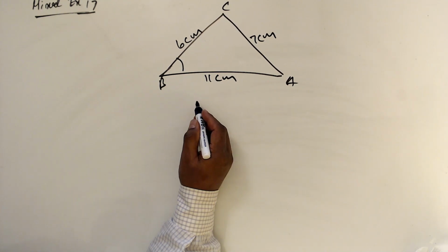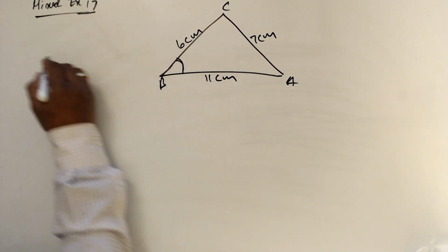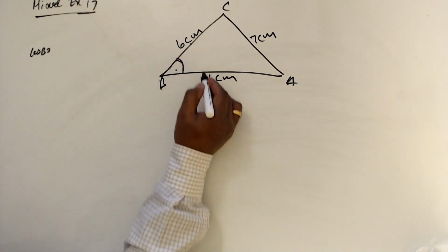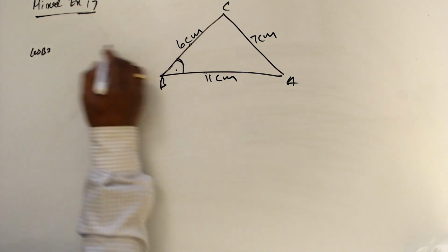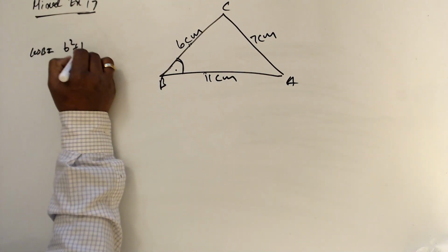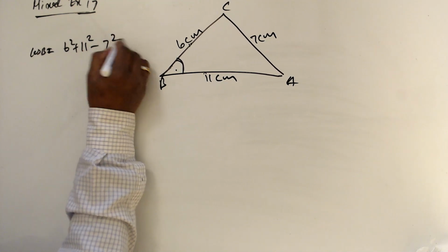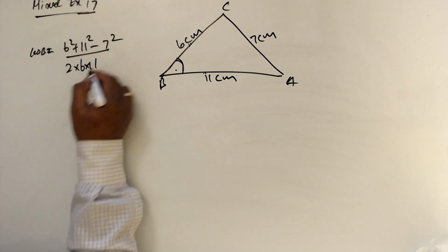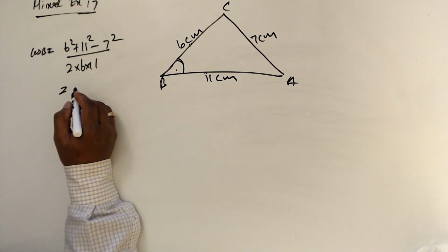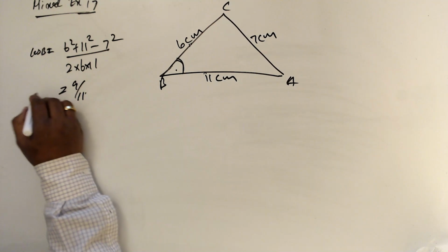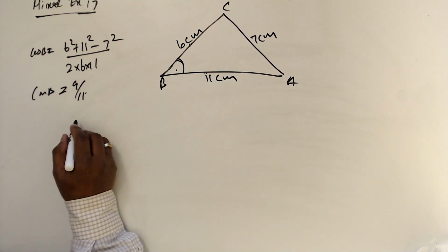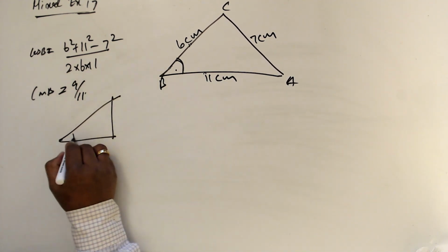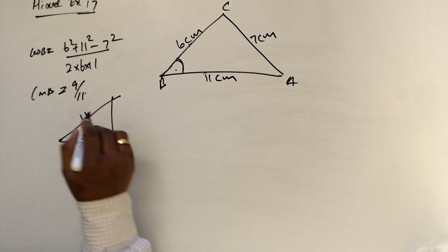We need to find the value of cos b. So this is the angle, so it's going to be the cosine rule. Cos b means this angle, then the two sides beside it, 6 squared plus 11 squared, and the opposite side minus, and 2 times the sides beside it, 2 times 6 times 7. So you get the answer, cos b is 9 over 11. And this is b. Cos means 9 over 11.